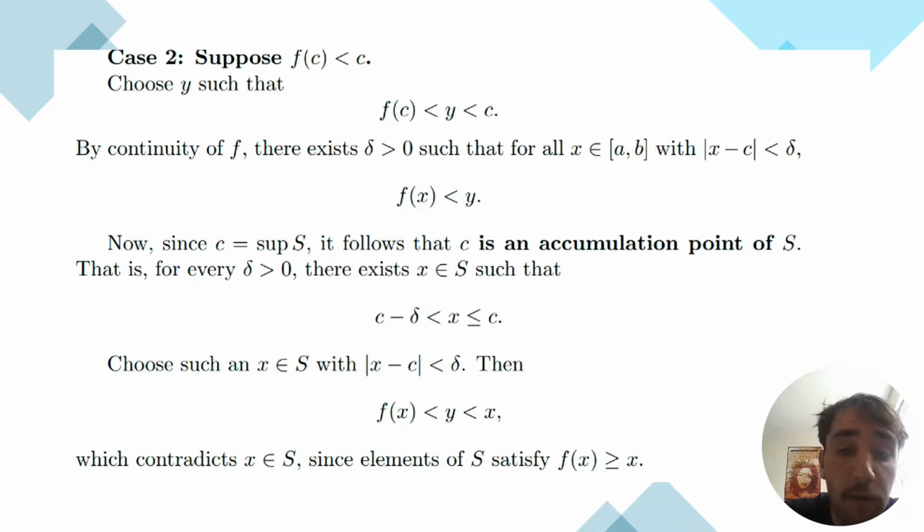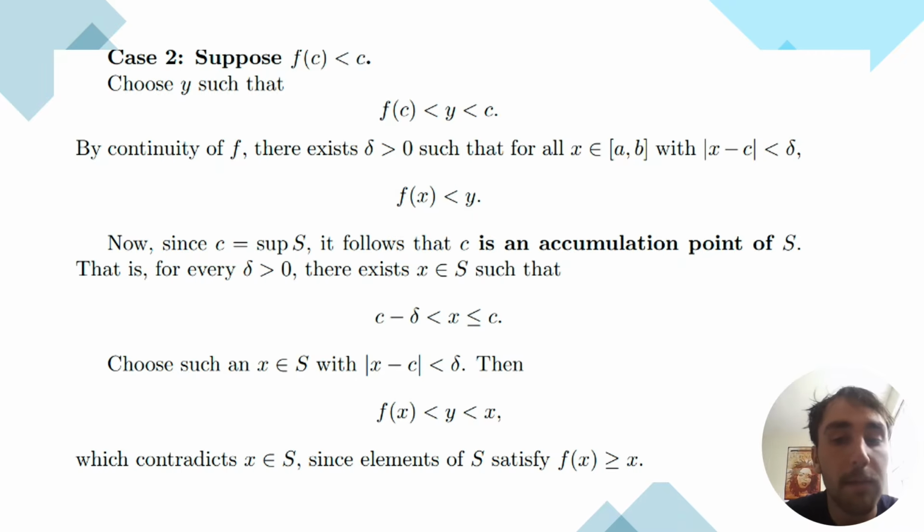Now we're moving on to case 2. And just like case 1, I'm just going to show you the idea of this, and we're not going to get super specific about what each individual part of the proof is actually saying. So we start by supposing that f of C is less than C. And what that means is that we can choose a y that's greater than f of C and less than C. Now, we know that C is an accumulation point of the set S because C is the supremum of S.